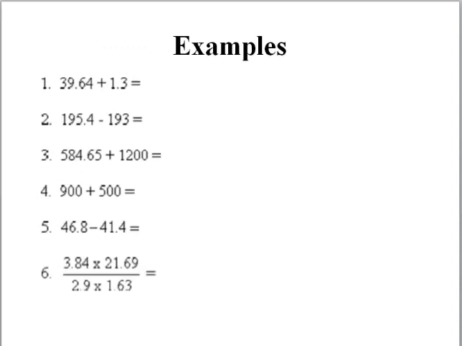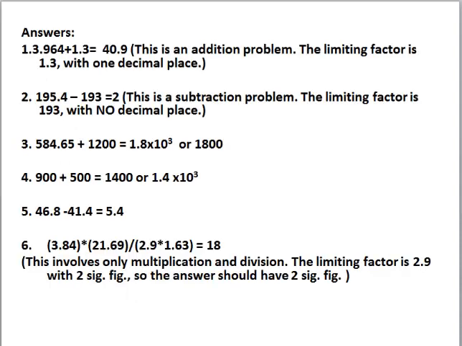Let's look at some examples. Here are 6 problems, 5 additions and subtractions, and 1 concerning multiplication. Attempt these, and then move on in the presentation to see the solutions. Here are the answers. When we add 1.3 to 3.964, following the addition rules, we keep our answer to the 10th place, or one decimal place, or 1 place after the decimal point.